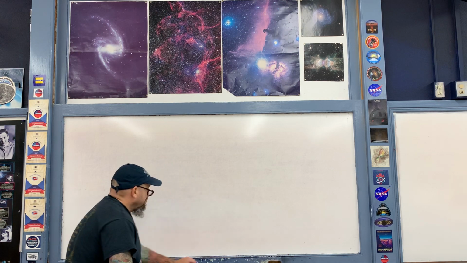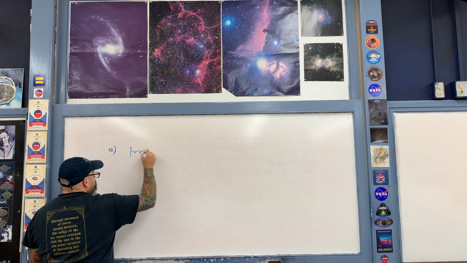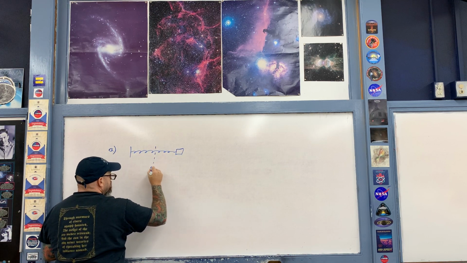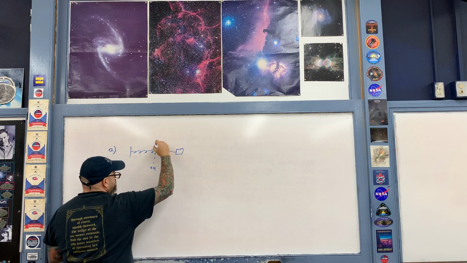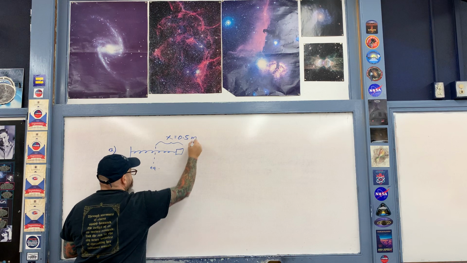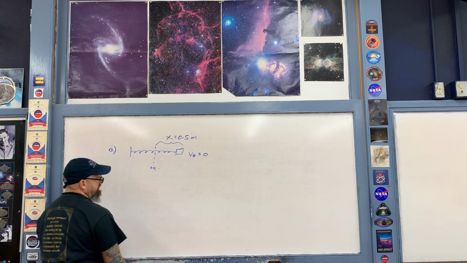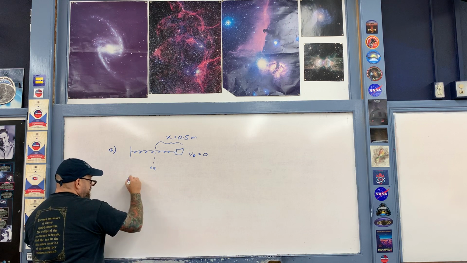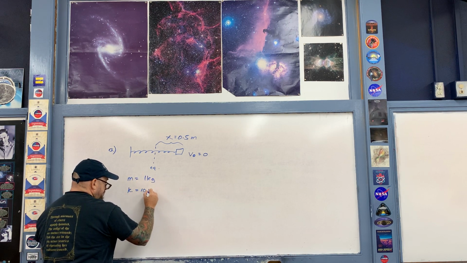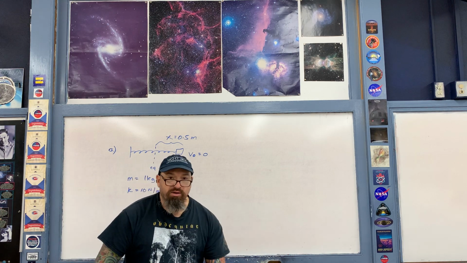So part A looks like this. Here is initially the stretched out spring. Here's the equilibrium position. This distance here is the displacement x that's given to us as 0.5 meters. We then release the object from rest, so the initial velocity is equal to 0. We're given that the mass of the object is 1 kilogram and the spring constant k is 10 newtons per meter.